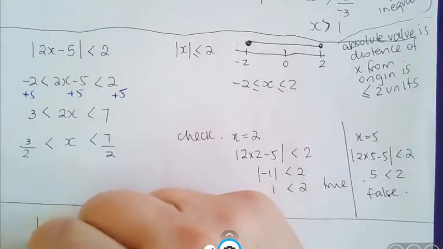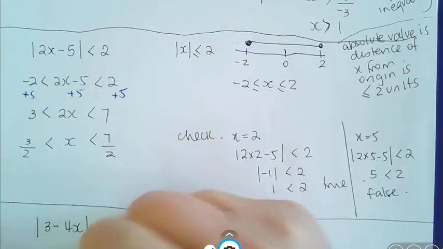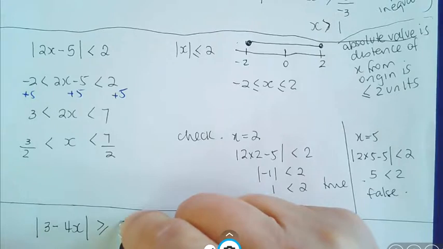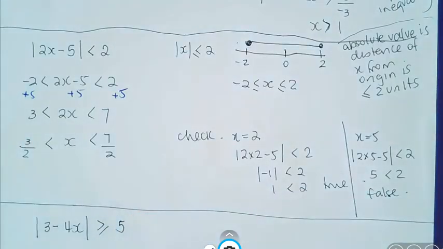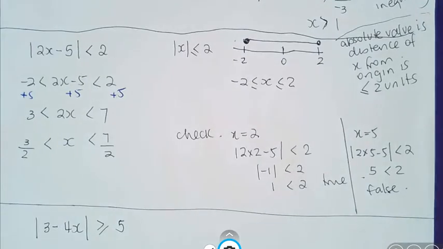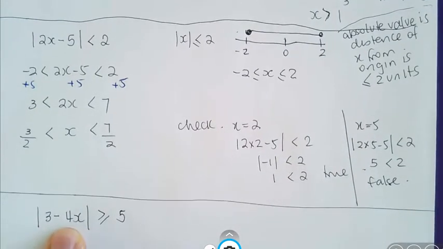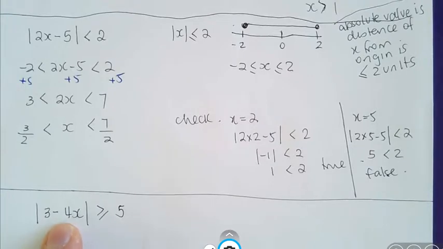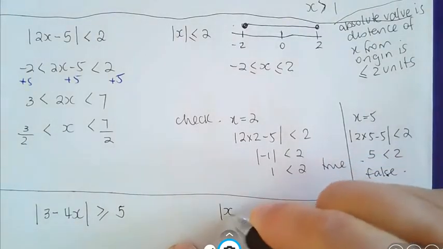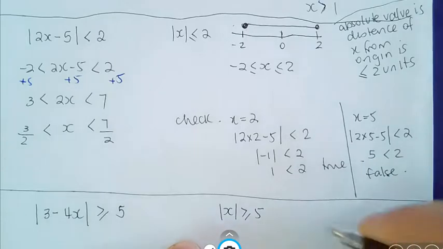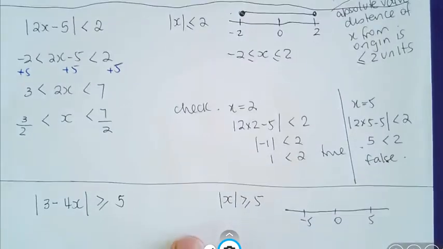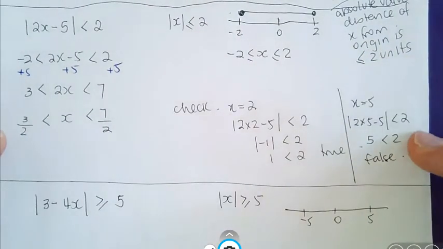Right. Another one with a greater than or equal to, and I'll put a negative in there. So why don't we do this one? Absolute value of 3 minus 4x is greater than or equal to 5. Now, remember, absolute value means the distance of this expression from the origin. So if I give you absolute value of x is greater than or equal to 5, how do I draw this on my graph? What are the solutions to that?